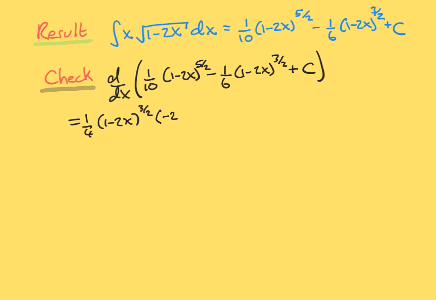So I'll put that in brackets. I don't want to just write minus 2 without the brackets, because then I mean this subtracted 2. The brackets tell me this is multiplying. And similarly for the second term, we have minus a sixth times 3 over 2 times 1 minus 2x to the 1/2 times, again, the derivative of what was in the brackets, which is minus 2, plus, of course, 0 when we differentiate the integration constant.